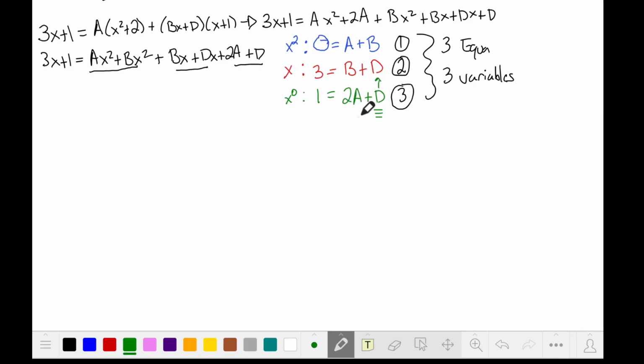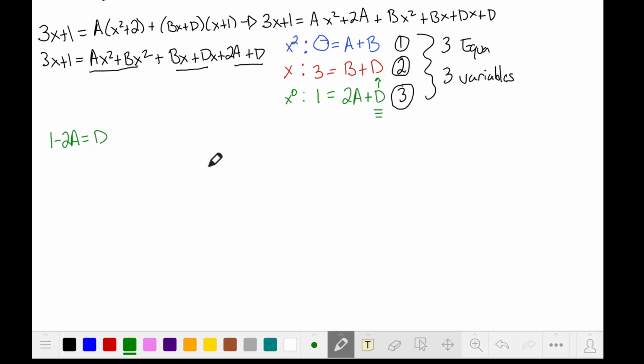So let's do it. We're going to solve equation 3 for d. I've got 1 equals 2a plus d. I see that d is being added to by 2a. Remember, additions get rid of by subtractions. So I've got 1 minus 2a is equal to d.